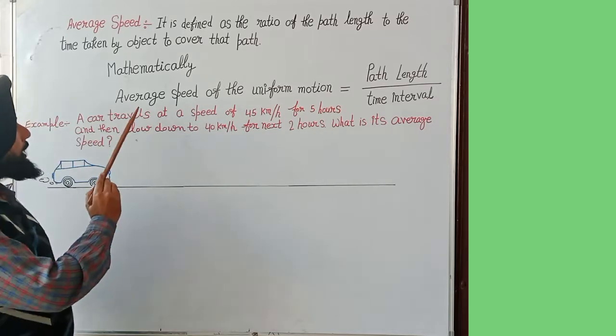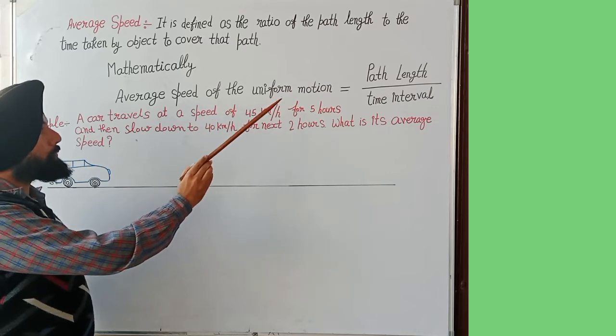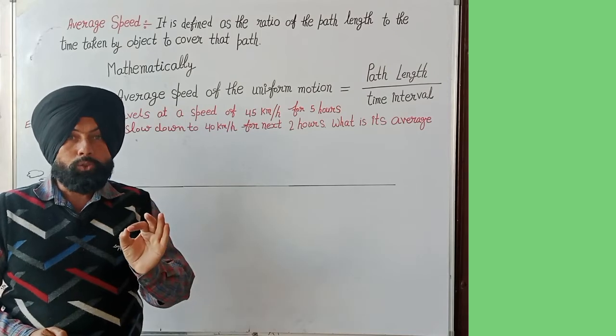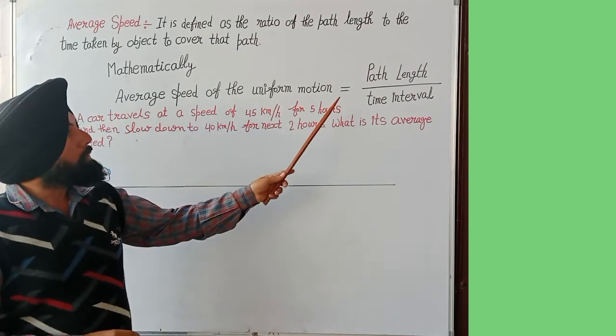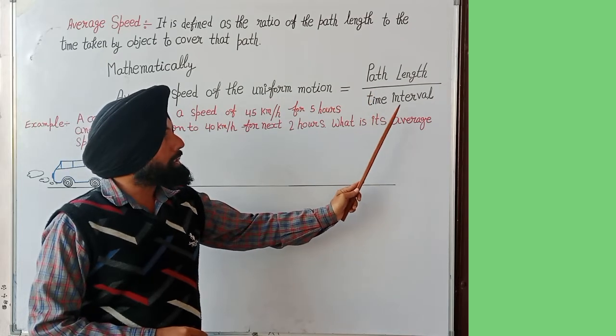Mathematically, average speed of the uniform motion, the motion is uniform, equal to path length over time interval.